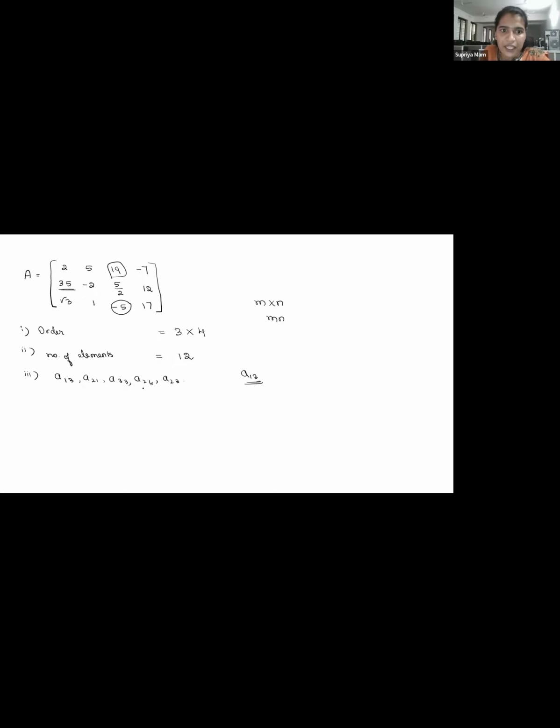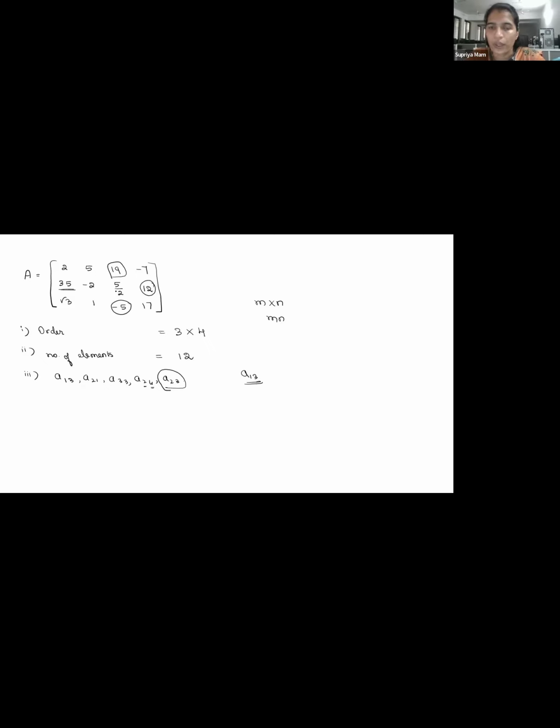If I consider A24, A24 is nothing but second row, first column entry. Second row, first column, sorry, A24. Second row, fourth column entry, 12. Yes. Now, hope the concept is clear. Go through A23. Second row, third column. A23 indicates second row, third column entry, which is 5 by 2.